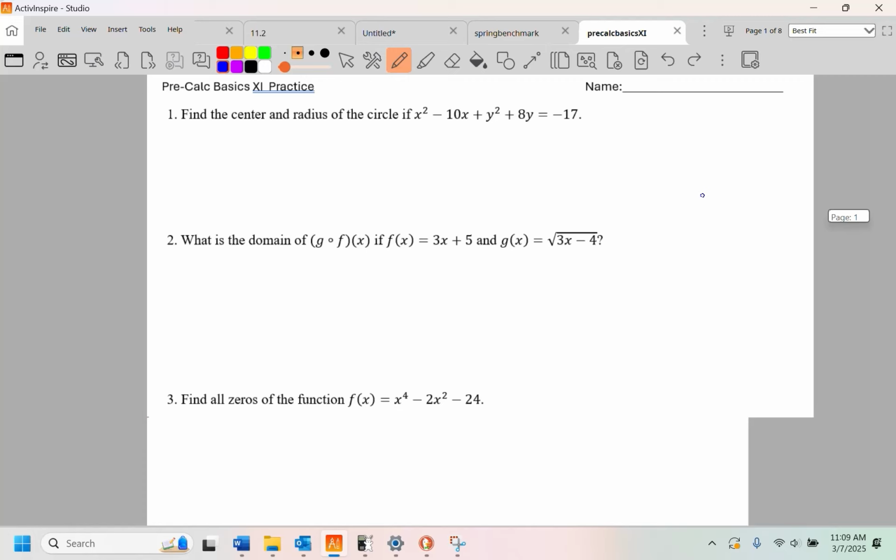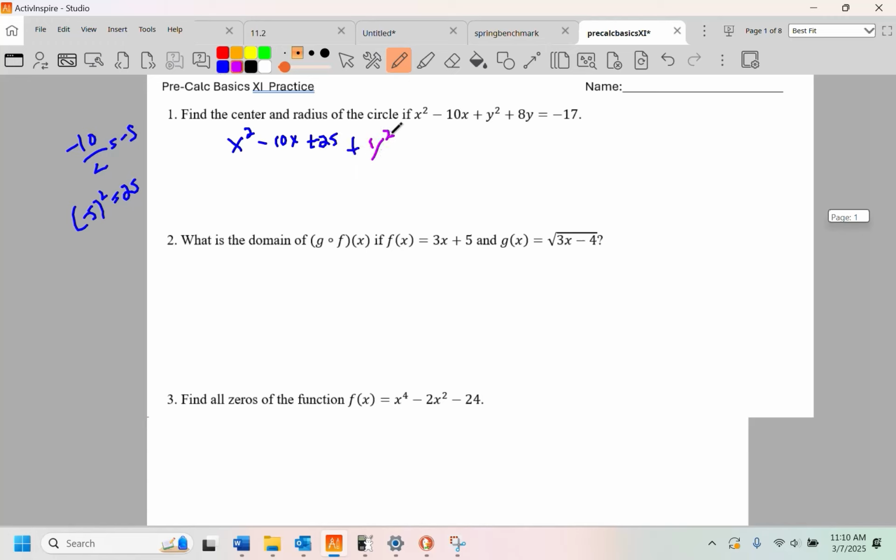Right, here's your second chance with this version of a basics quiz. Find the center and radius of the circle if x squared blah blah is equal to negative 17. So we're going to do the complete the square technique. I'm going to take half of 10 and I'm going to get negative 5, and I'm going to square that negative 5 and I'm going to get 25, which I add to both sides.